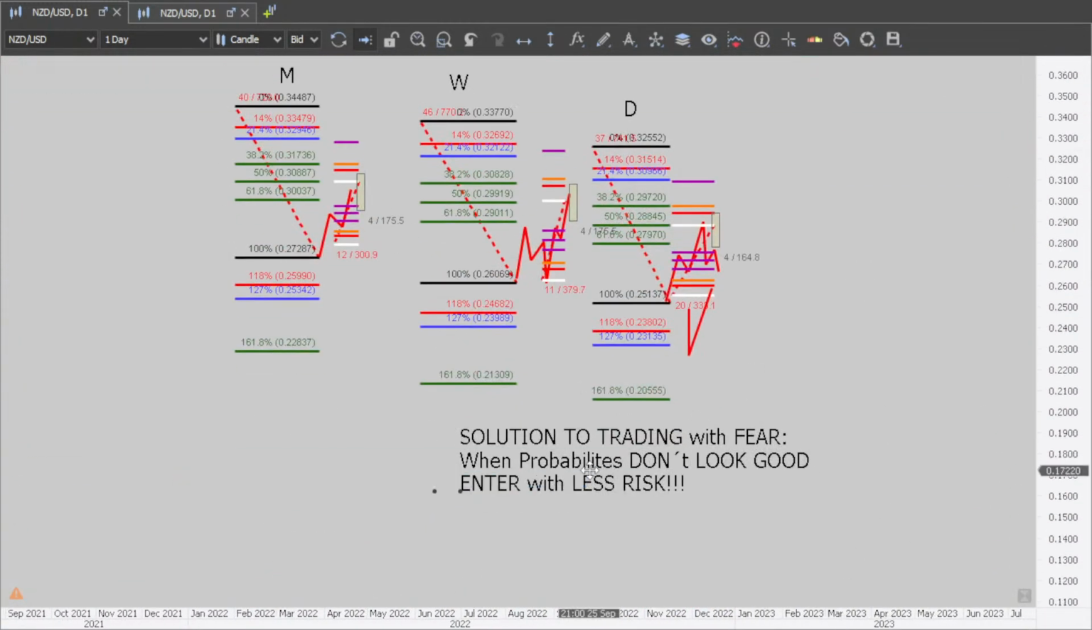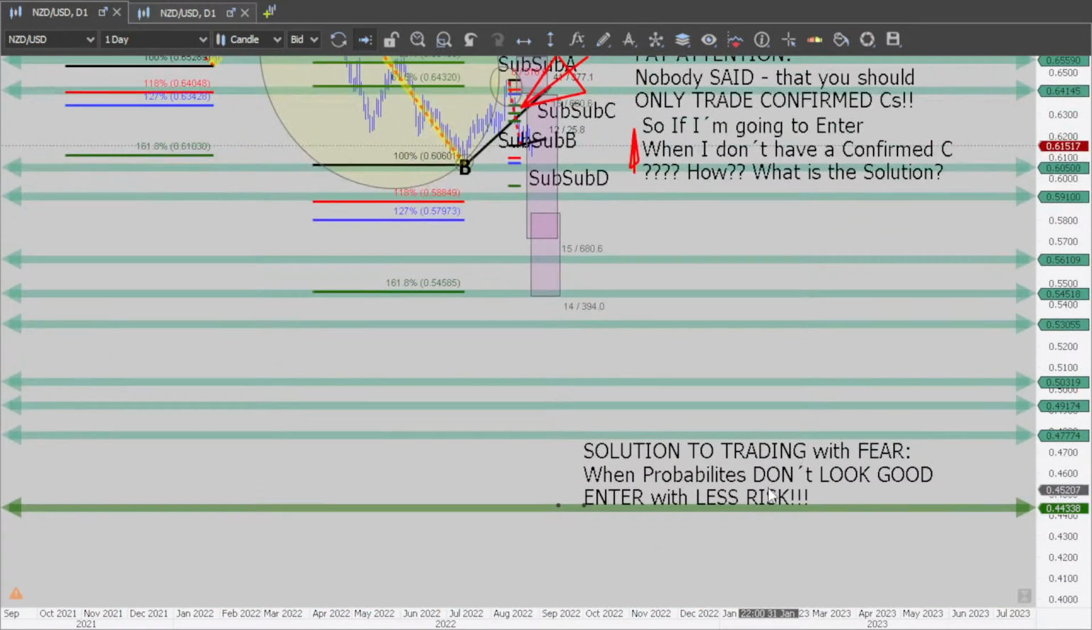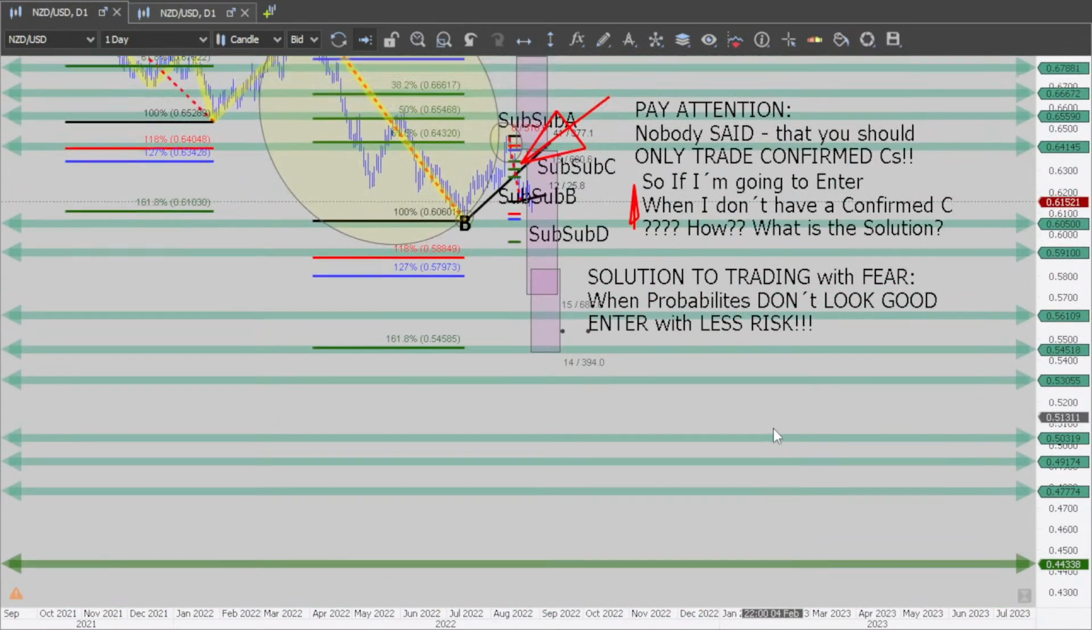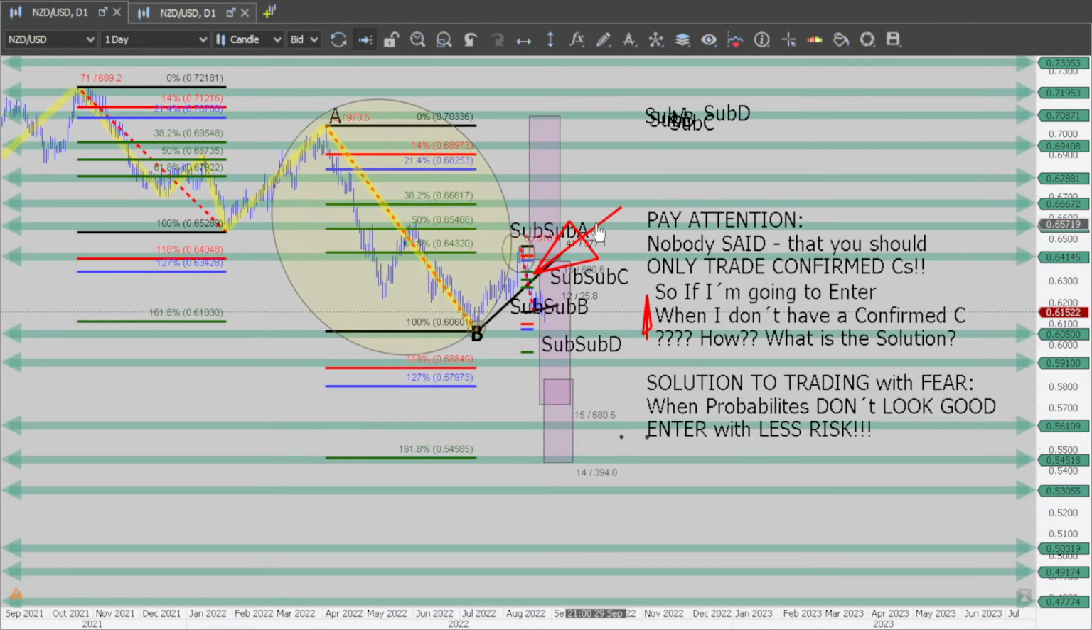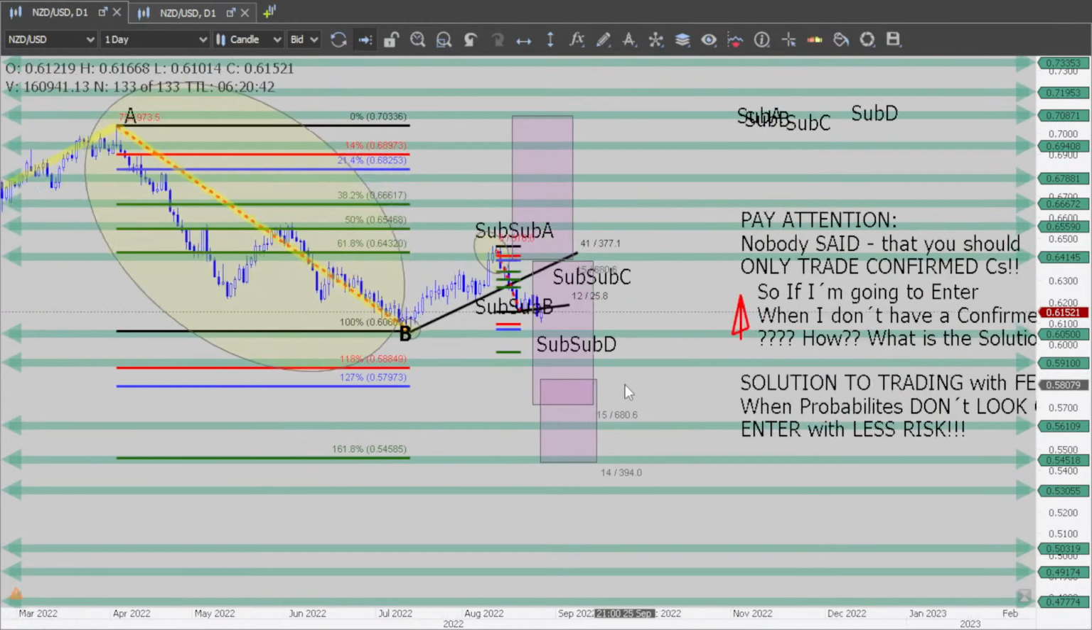What is the quote saying? What is the solution? When probabilities don't look good, enter with less risk. So talking about the Fibonacci, I don't have a confirmed C. I'm not going to enter with 2% risk. I'm going to enter with what? Yes, exactly, 0.5%, right? Why not?